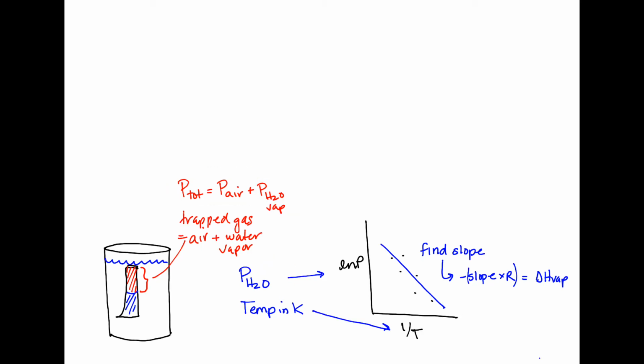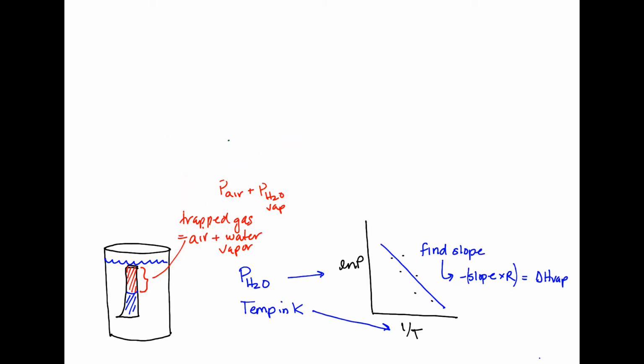We really only care about this portion. But when we measure the pressure of the gas, we're going to get all of them together. So what we are going to do is measure the total pressure. That's actually the room pressure, which we call the barometric pressure. And then we're going to subtract out the partial pressure of air.